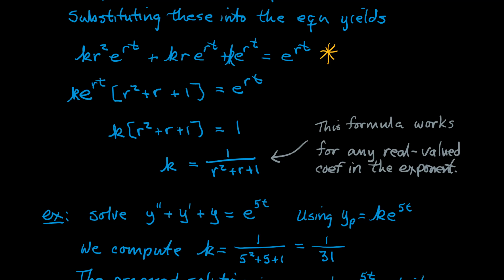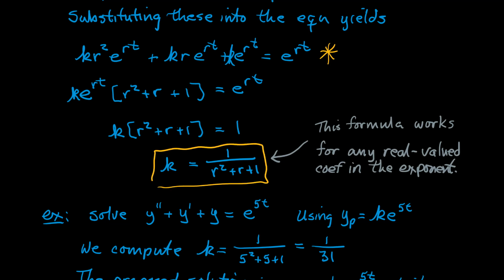So we can divide by e to the rt, which gives us then k times the r squared plus r plus 1 equals 1. And we can then also divide by the r squared plus r plus 1. We know that that's not going to equal 0 because r is going to have to be something like 5 or 6 or something like that. This gives us then a value that we can use to compute what k is.